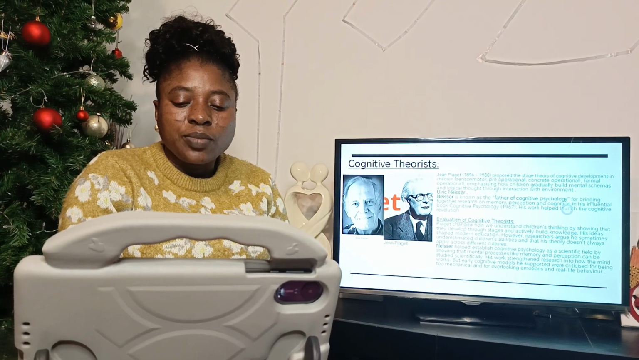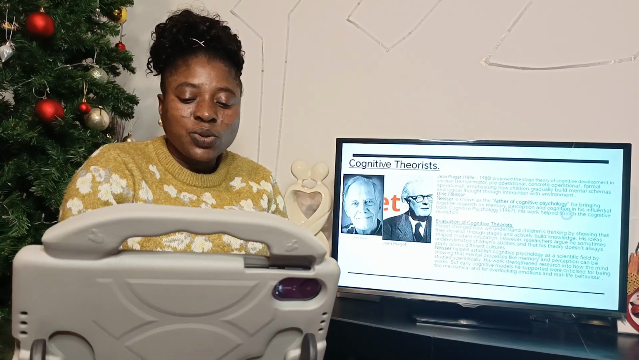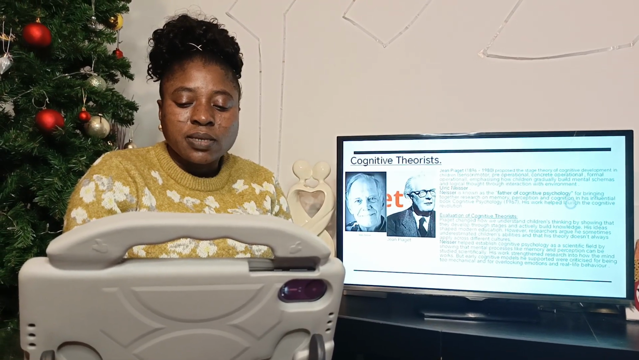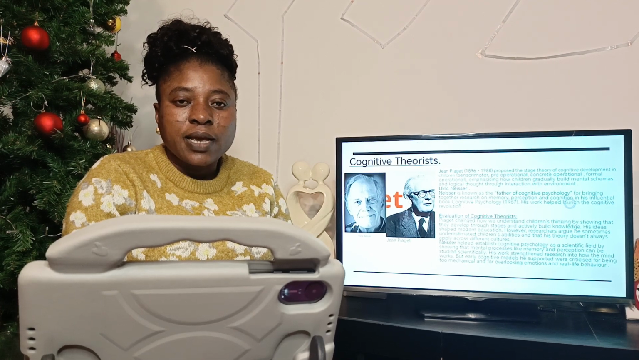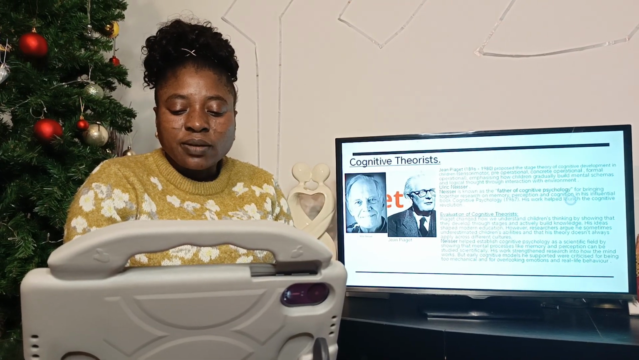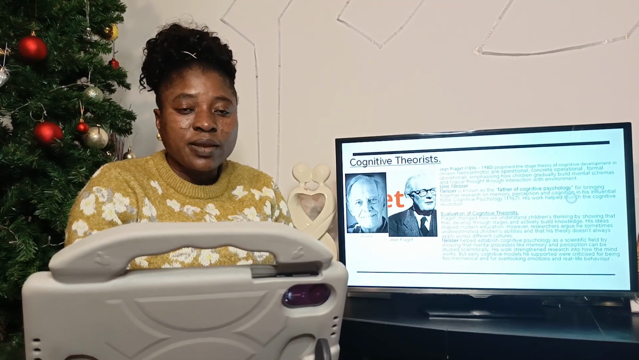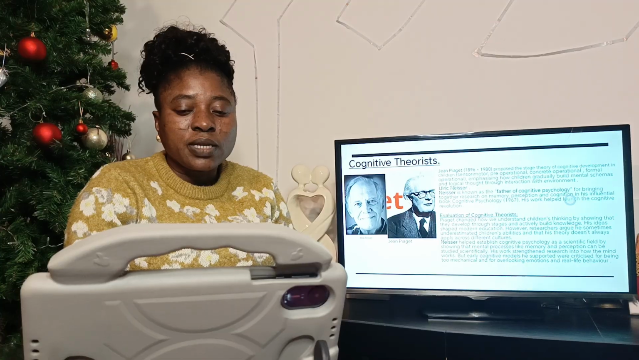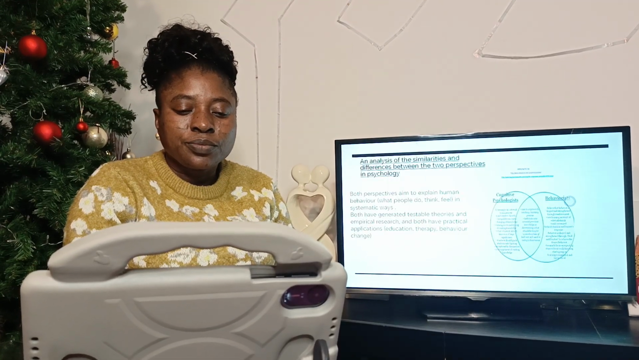Neisser helped establish cognitive psychology as a scientific field by showing that mental processes like memory and perception can be studied scientifically. His work strengthened research into how the mind works. But early cognitive models he supported were criticized for being too mechanical and for overlooking emotions and real life behavior.